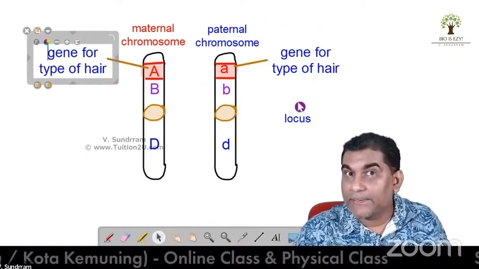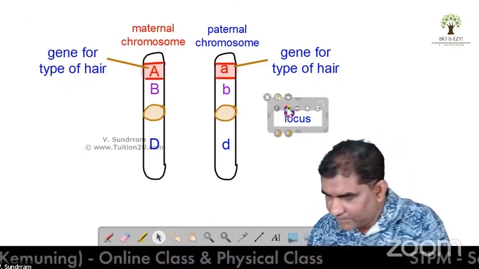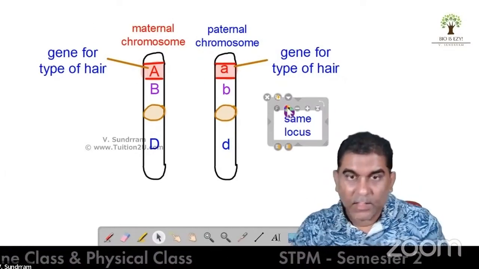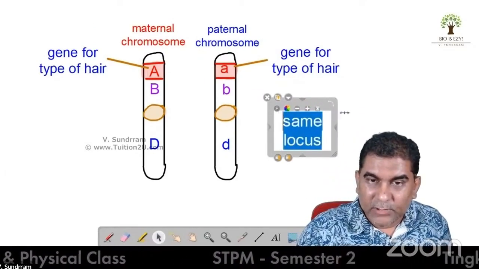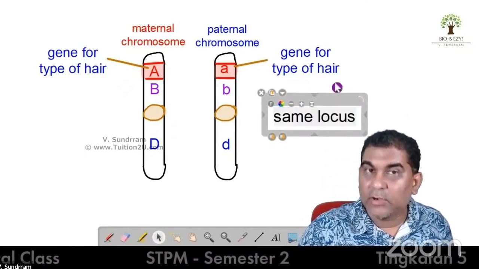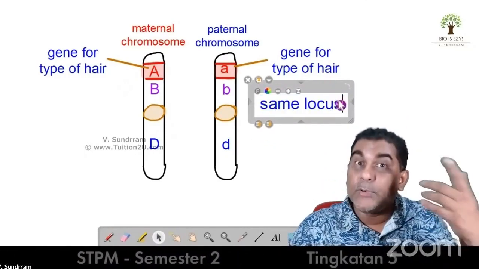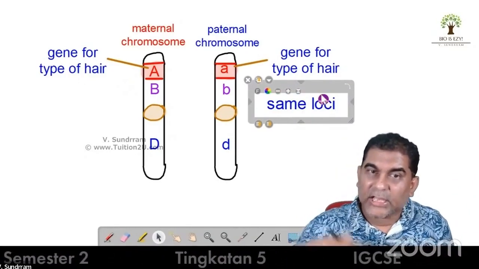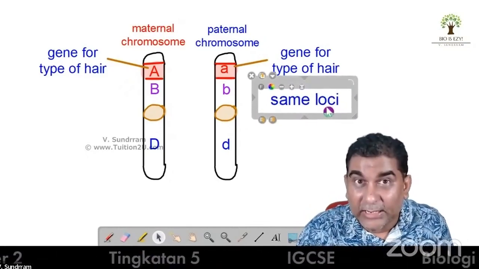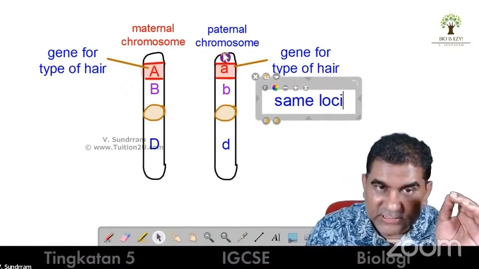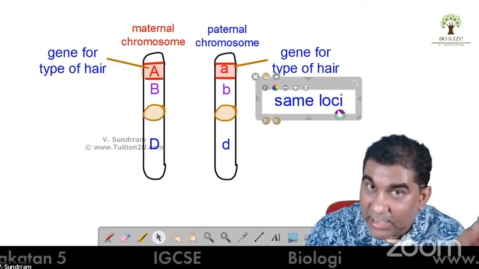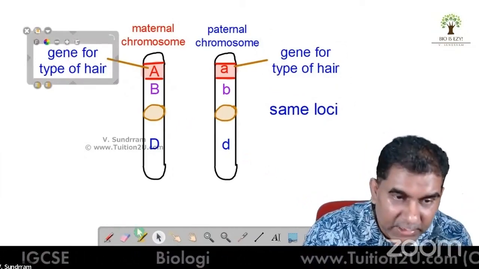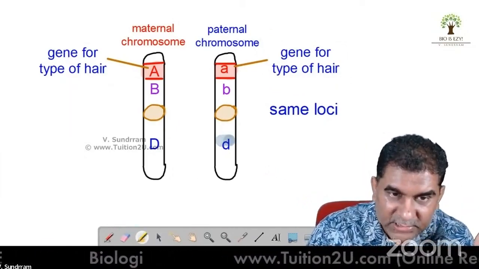Why must it be the same? Because it's the same locus. Now locus is singular. Plural is loci. If one, locus; if more than one, we call them loci. Because this place and this place are the same loci, they must have the same gene. Maybe this area, I'm coloring now.